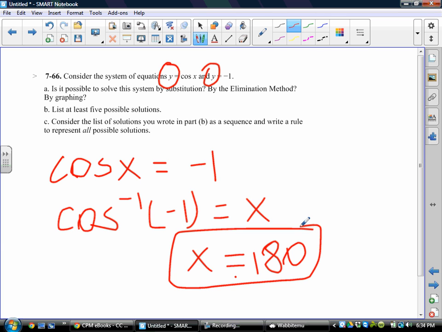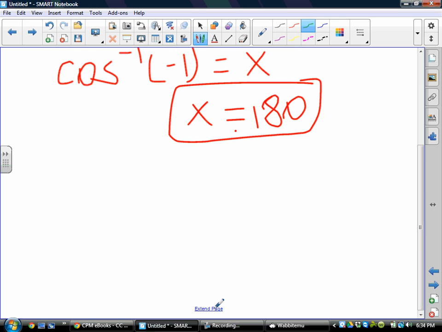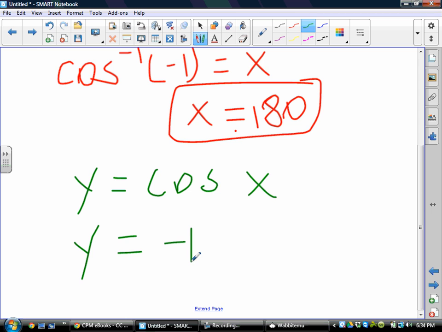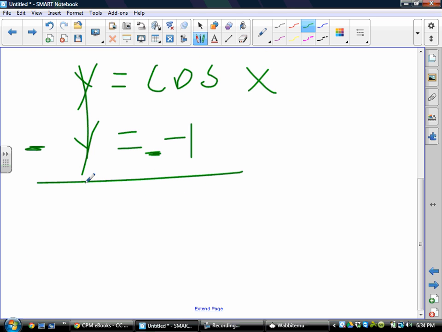So let's try to solve it by elimination now. In the elimination method, I have my equations stacked on top of each other, and I'm trying to eliminate a variable. One way you could do this is to subtract everything, or you could multiply the second equation times -1 and then add. Either way, you're going to get the same thing. Your y's are going to cancel out, so I have nothing on this side equals cosine of x minus -1, which becomes a +1.